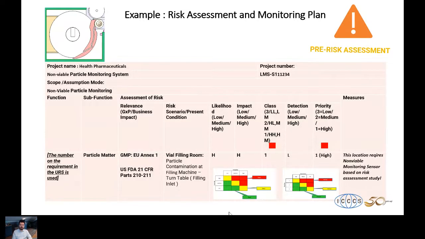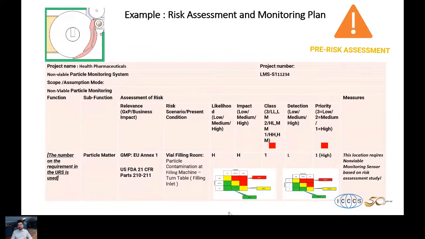Let's take a look at our risk assessment file for the turntable example. If I have a vial filling room with a turntable before the filling inlet, my likelihood for particles is high and the impact will be high. So both severity and probability will be high. So my class will be high, class number 1, the red zone. And detectability is low because I don't have a monitoring system yet. This is my pre-risk assessment.